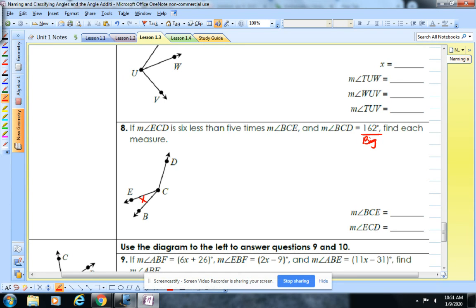And that one, if that one is X, then ECD is 6 less than 5 times X. So 6 less than 5 times X, isn't that 5X minus 6? 6 less than means I'm taking 6 away. Does that make sense? So you see how I set that up? So then I can do little plus little equals big. So X plus 5X minus 6 equals 162.